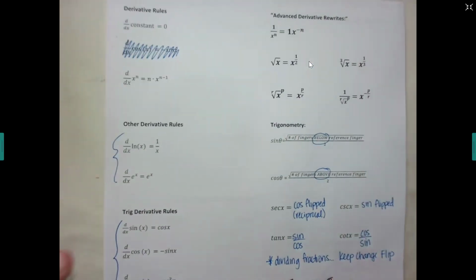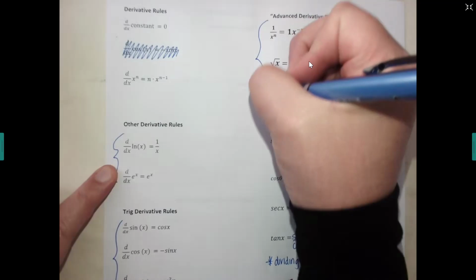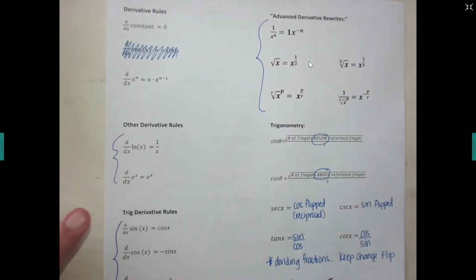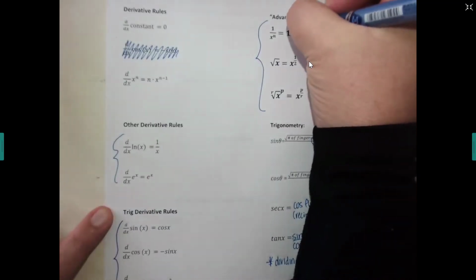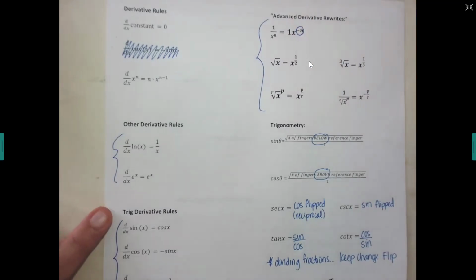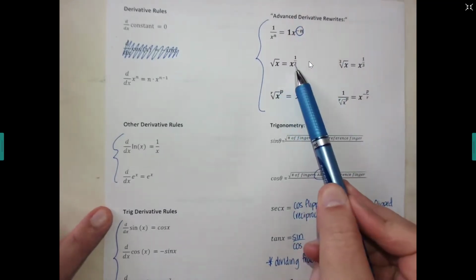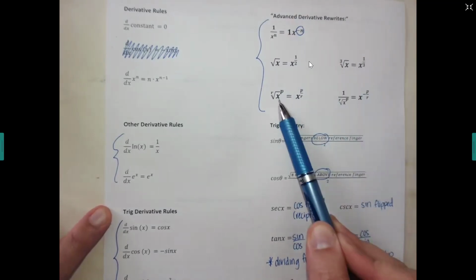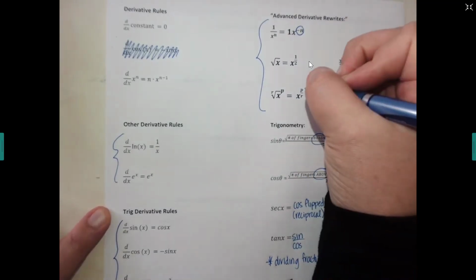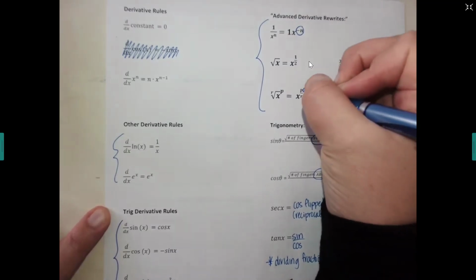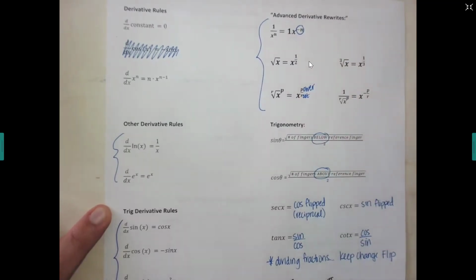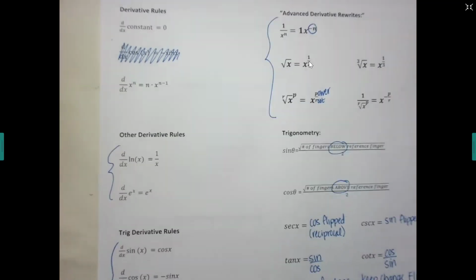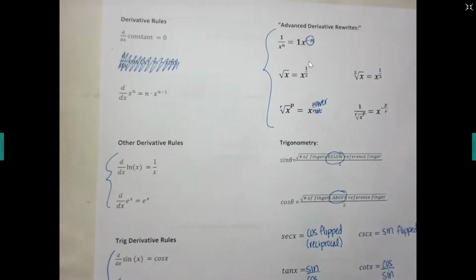Okay. Your advanced derivative rules. Remember, x's on the bottom are going to need a negative in their exponent. Remember that a square root is a half power, cubic root is a third power. And if you have both, it's power over root for the fraction. Okay, if you want to write that in.